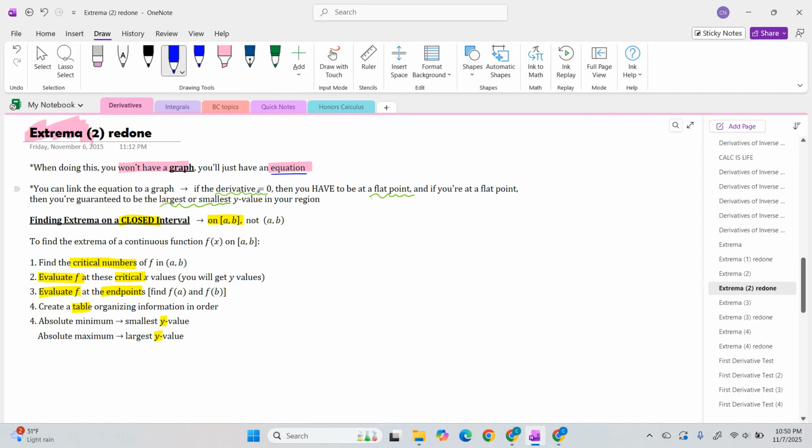You want to think, if a derivative is 0, you have to be at a flat point. And if you're at a flat point, then you're definitely a max or a min in your region. So think about this here. If you think about any kind of minimum, whether it's relative or absolute, or any kind of maximum, the minimum and maximum values are at flat spots, just by definition. And at a flat spot, that's where the derivative is 0.